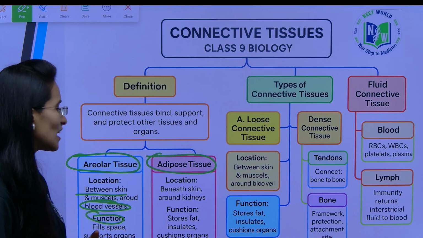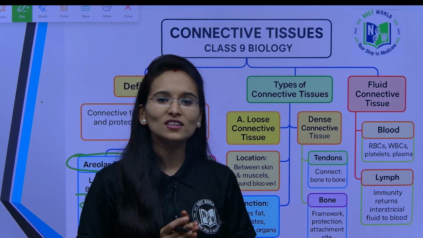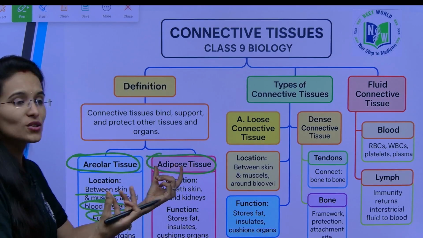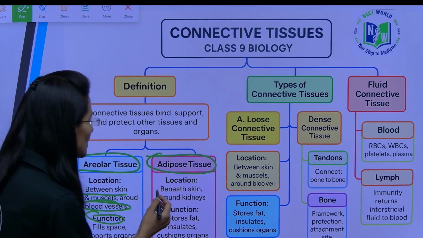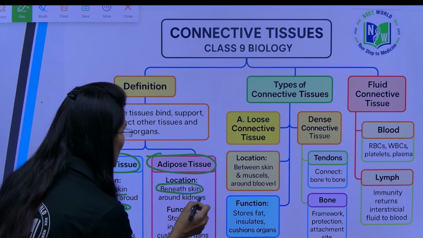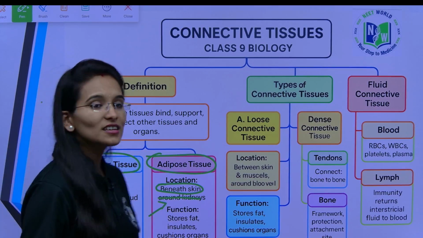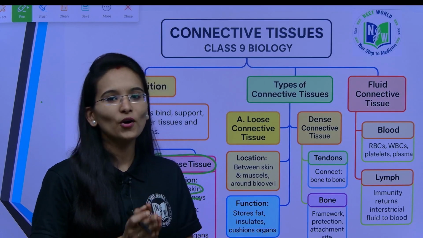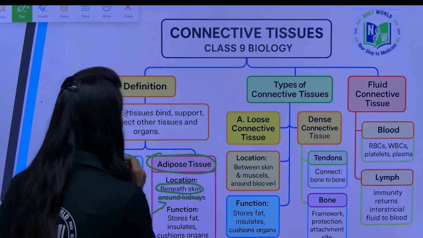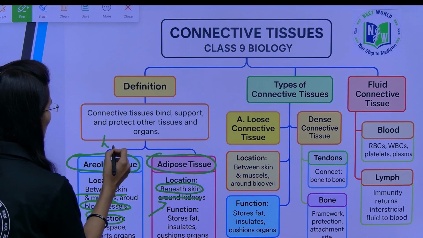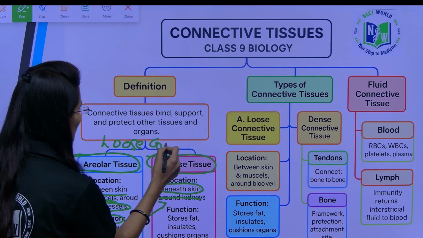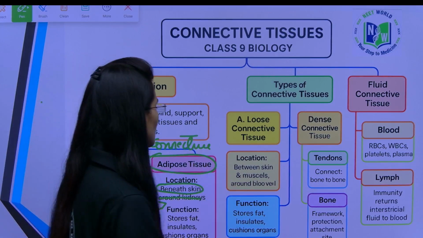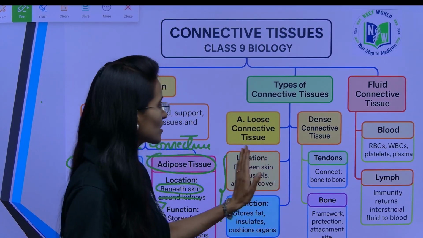Yes, next coming towards the adipose tissue. The adipose tissue is specialized to store fats. It is called the fat tissue. When we see the location, it is present beneath the skin, and its main function is to store the fat, and then it insulates the body against heat. Yes, these two are classified under the loose connective tissue. Now we have discussed their locations and functions.